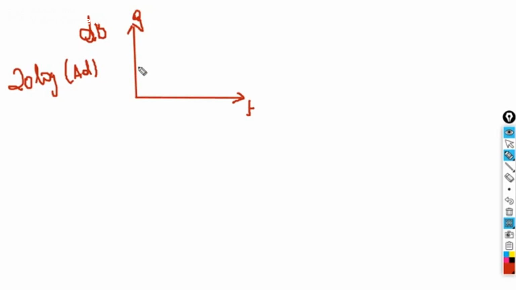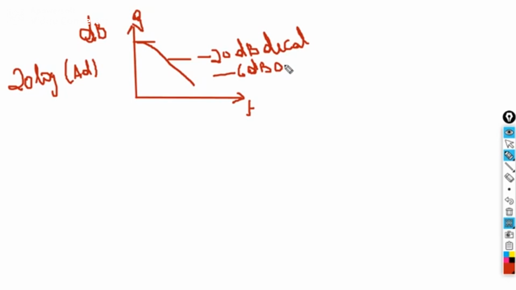At zero frequency or at lower frequency, this is our gain. After a certain frequency our gain will reduce by 3 dB, and it will reduce further if you increase the frequency. This reduction is 20 dB per decade, or minus 6 dB per octave. These are the two parameters we use.